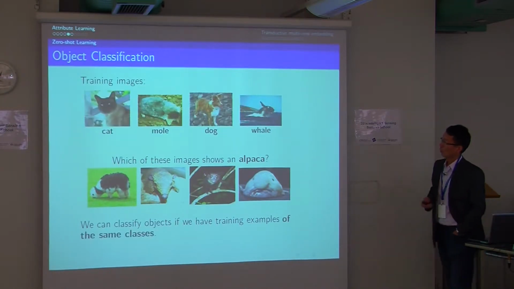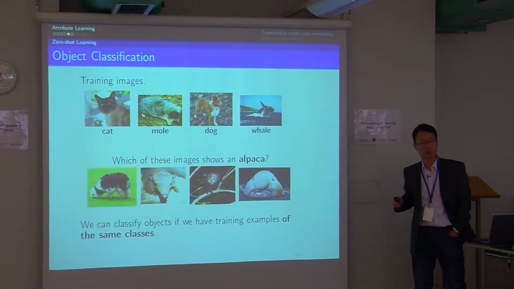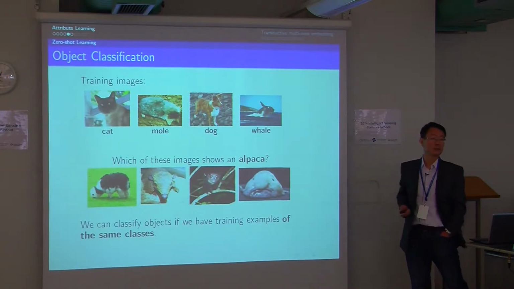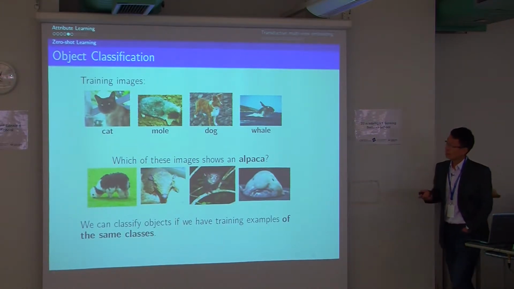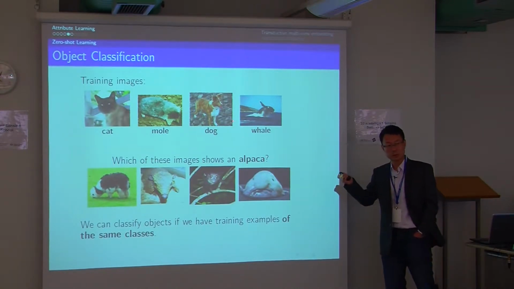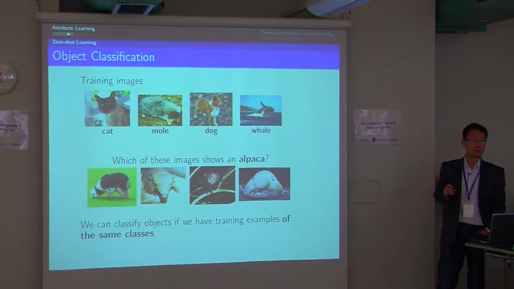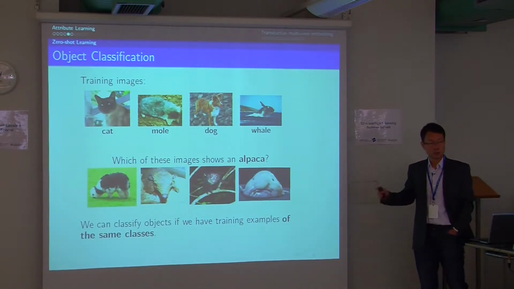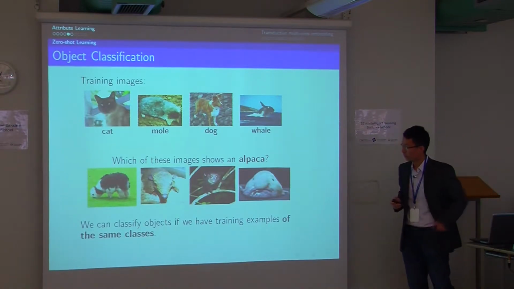So what can we do? What happens if you do not have any training image for alpaca, but you have a lot of images of other, more common things, like a cat, mole, dog, and whale? Can we learn something from these categories and use the knowledge we learn from them to recognize alpaca? We know that humans can. The question is, can we develop a computer vision model which can do the same thing as humans, to perform zero-shot learning? So how can we do this?